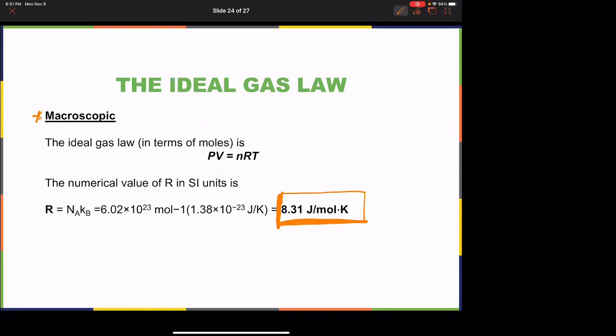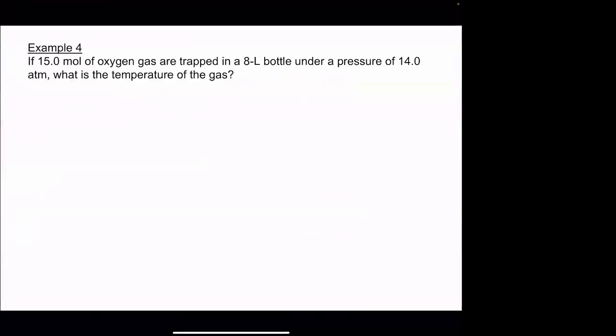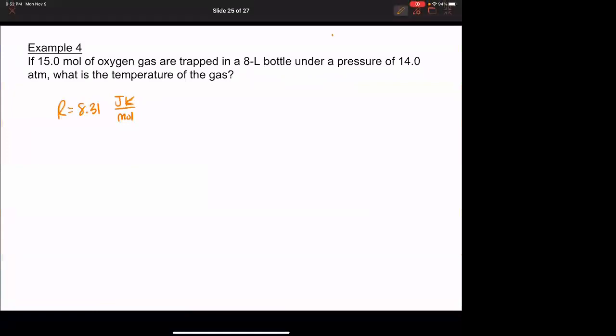Ready? This one you guys get to do. How many of these do I have? One. Try this one at your seats. Sorry, what did R equal again? Is it 8.31? Yeah, 8.31.